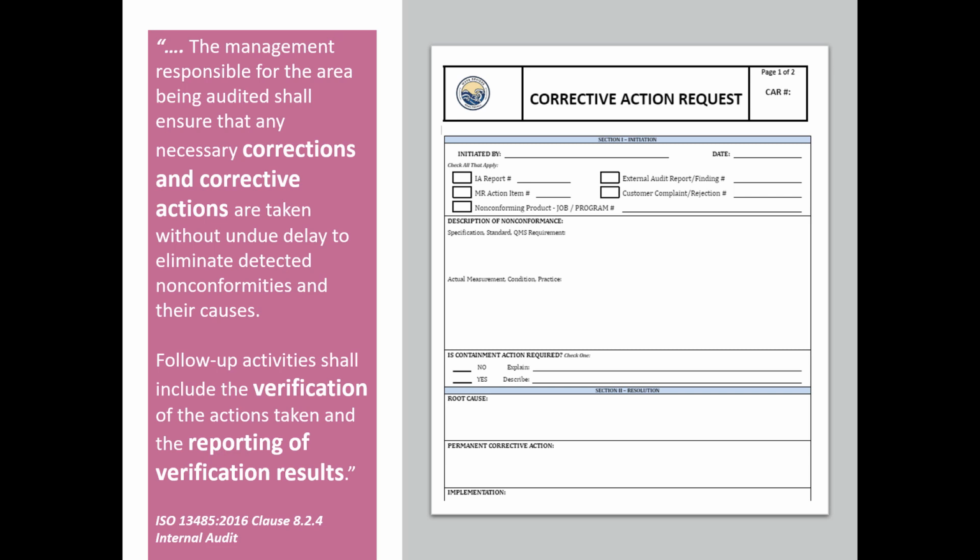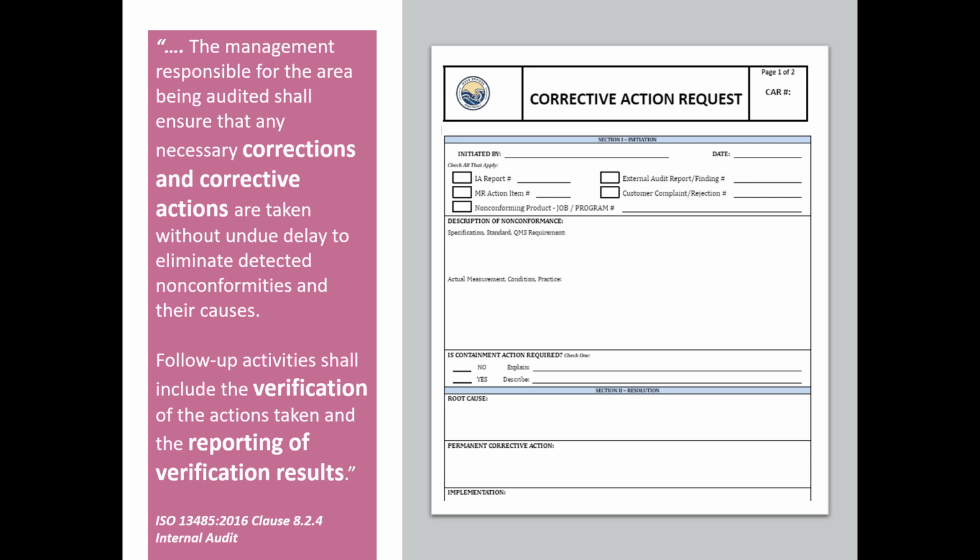And finally, it states in clause 8.2.4 that the management responsible for the area being audited shall ensure that any necessary corrections and corrective actions are taken without undue delay to eliminate detected nonconformities and their causes. So it's calling out there that when there is an internal audit finding, management of that area has to be proactive. They have to do a good investigation of the issue, come up with some corrective actions, and promptly close out the issue.